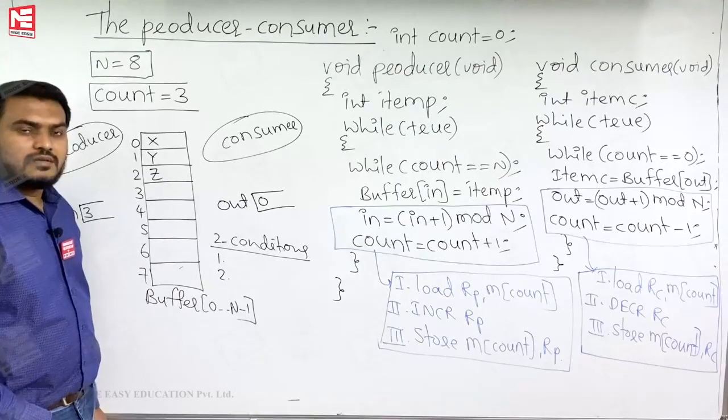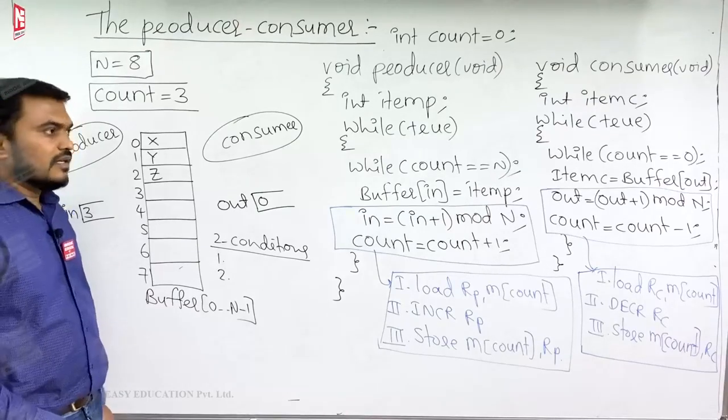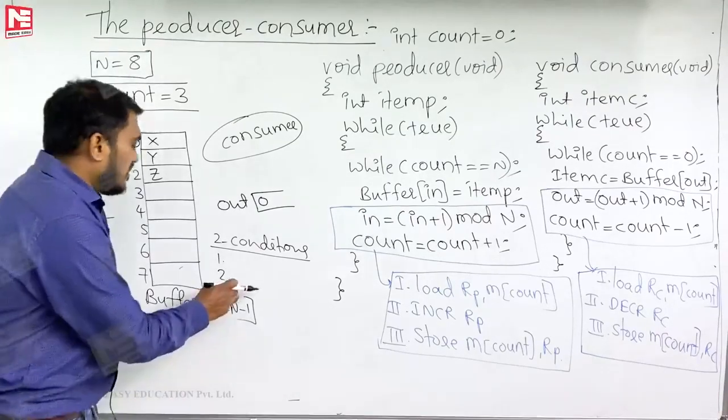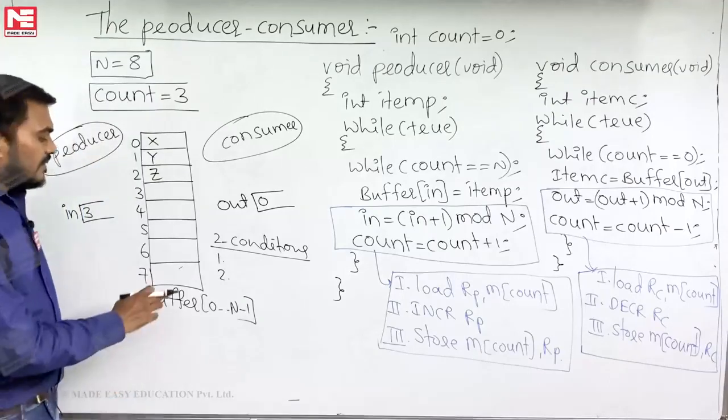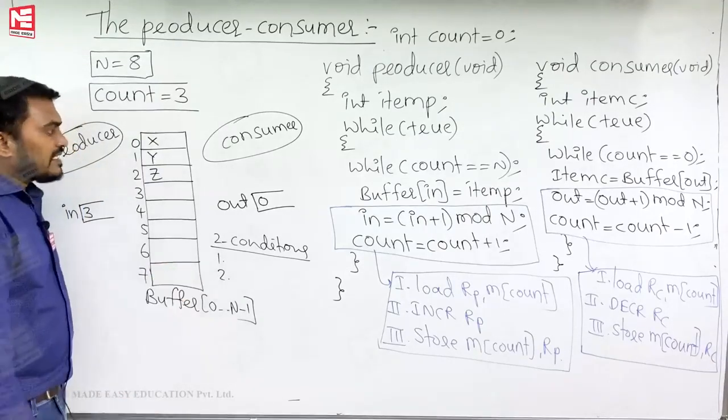Producer is not allowed to produce the item into the buffer. Okay, right. So that's the first condition. Next, now the second condition you can easily guess. Second condition, okay, what is the second condition?